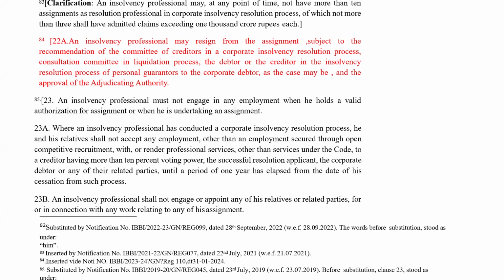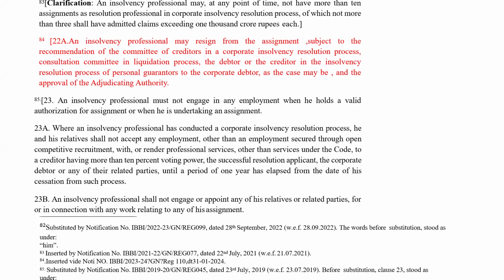ठीक है. टू ए क्रेडिटर हैविंग मोर देन 10% वोटिंग पावर. किसी क्रेडिटर के पास भी एम्प्लॉयमेंट नहीं हो सकती who is having more than 10% voting power. द सक्सेसफुल रेजोल्यूशन एप्लीकेंट, उसके पास भी नहीं हो सकती. द कॉर्पोरेट डेटर और एनी ऑफ द रिलेटेड पार्टीज अंटिल ए पीरियड ऑफ 1 year हैज elapsed फ्रॉम द डेट ऑफ हिज सेसेशन फ्रॉम सच प्रोसेस. ठीक है, तो ऐसा नहीं ना कि भाई आप तो उसके CIRP कर रहे हो और आपने कह दिया यार मेरे भाई को लगवा दो, मेरे बेटे को लगवा दो, वो सब नहीं हो सकता. ठीक है, तो 1 year का इसमें कूलिंग पीरियड है.